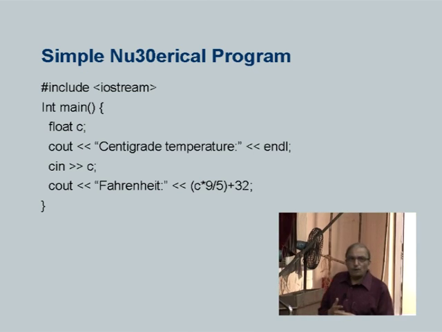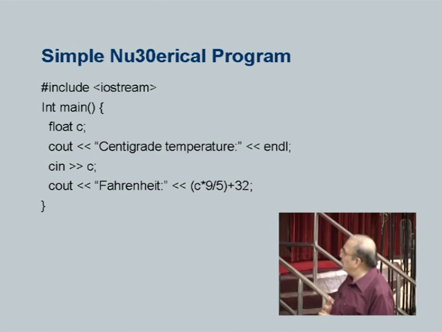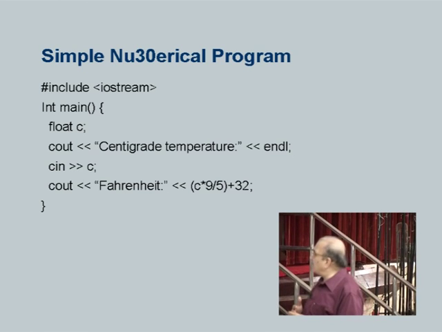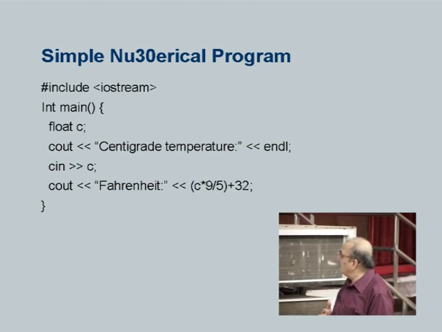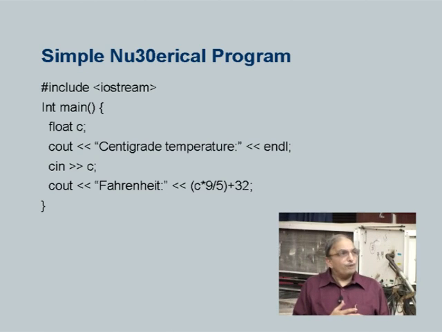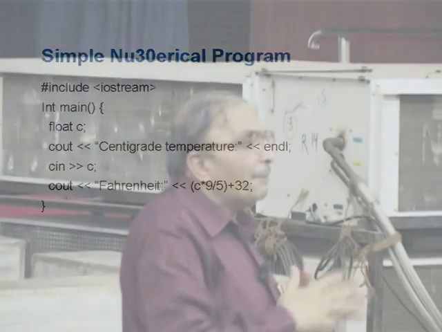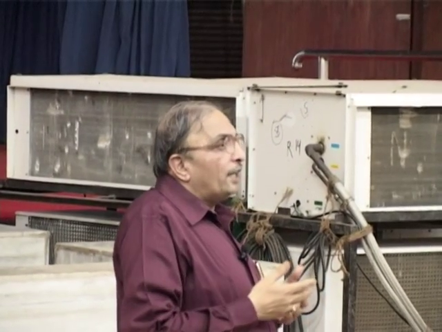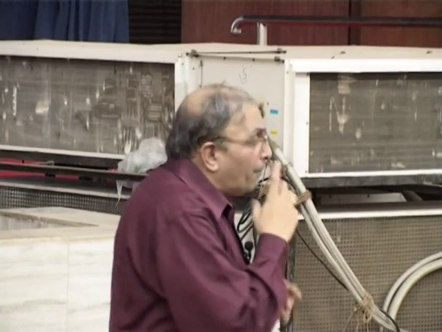Here is a simple numerical program. We had seen this earlier. Int main, float C, cout centigrade temperature, endl, cin C, cout Fahrenheit, C star 9 by 5 plus 32. Please note that I am not computing the value and assigning it to a different drawer in the memory. I don't need to do that. If I have a simple computation, I can actually make the cout instruction do that computation directly.